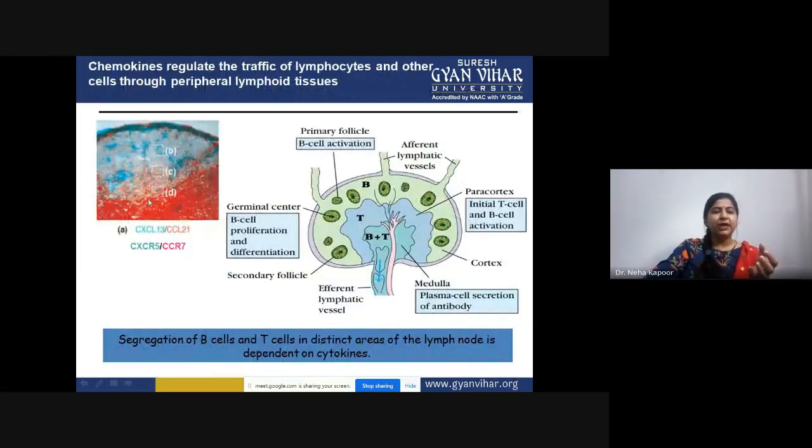So these chemokines regulate the traffic of lymphocytes and other cells through the peripheral lymphoid tissues. This is the structure of a lymph node, showing how B cell activation and T cell activation happen. After getting activated in response to a particular kind of infection, with the help of the efferent lymphatic vessel, they carry effector T cells and plasma B cells capable of producing specific antibodies.